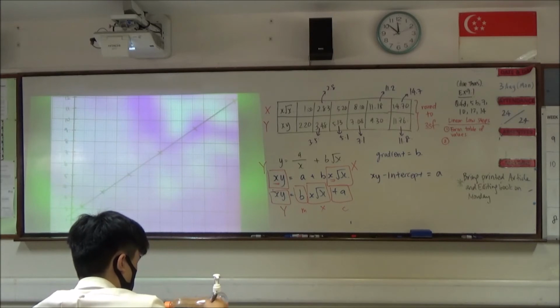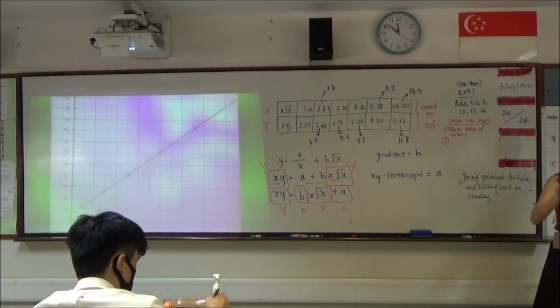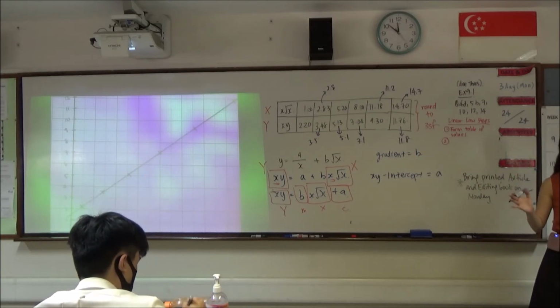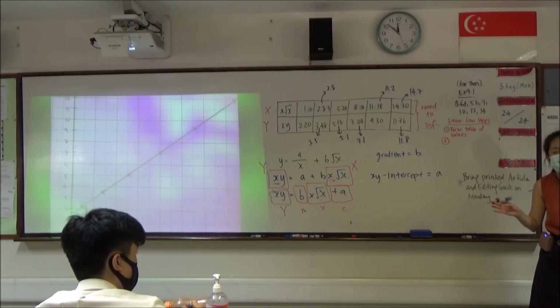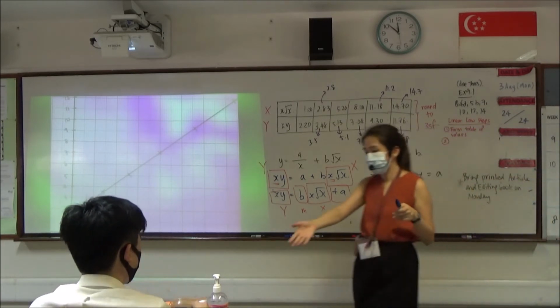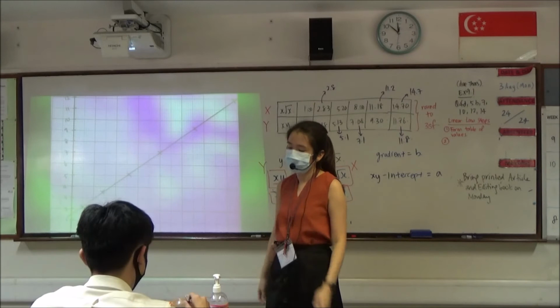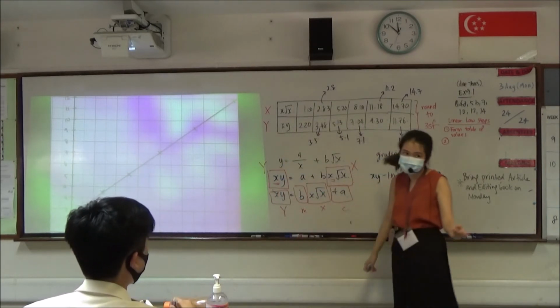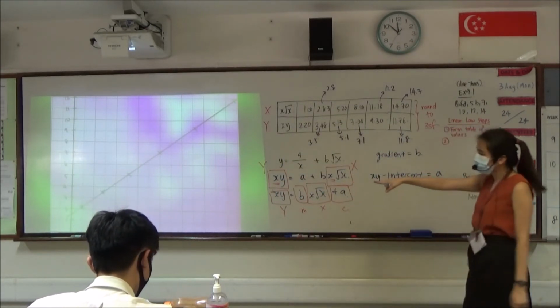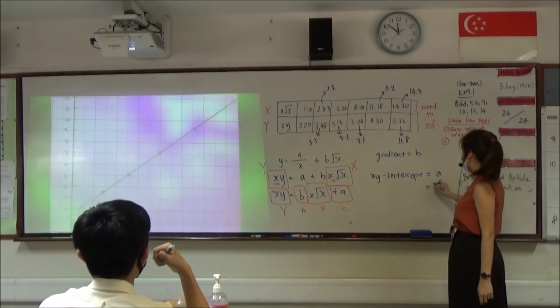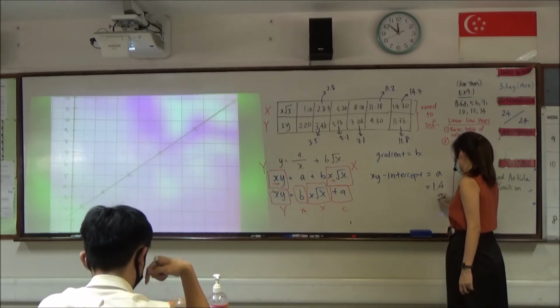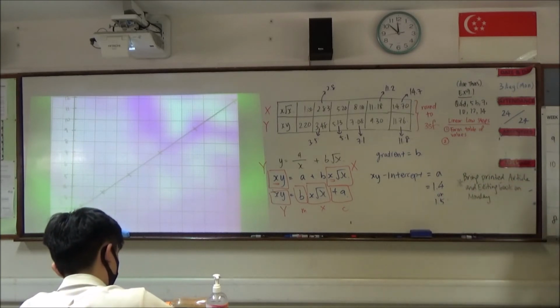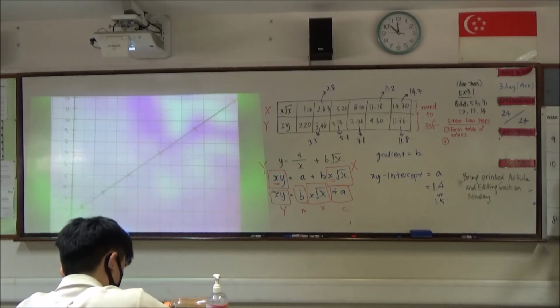Any other values? 1.4, actually I got 1.5 in our original graph. Okay, it is acceptable whether you have 1.5 or 1.4. Does anyone have 1.6 instead? 1.6? So the xy-intercept should be about 1.4 or 1.5. This one is dependent on your graph itself, so just make sure you read it carefully.